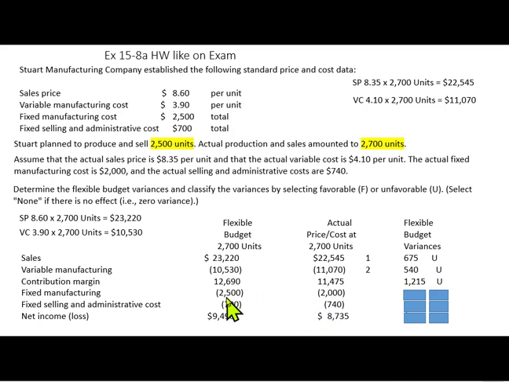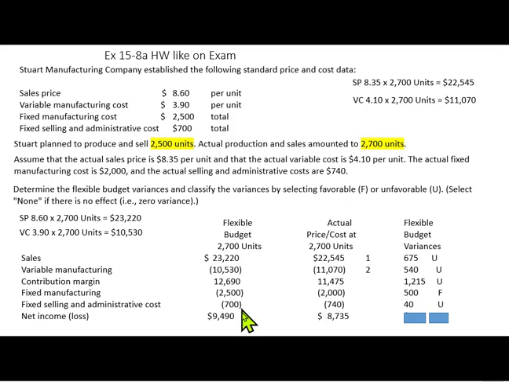Now, fixed manufacturing was supposed to be $2,500. It turned out to be $2,000, and that would be a variance of $500, and it is favorable because it turned out to be less than what we had budgeted for. Our fixed selling and administrative costs were supposed to be $700. They turned out to be $740. I'm sorry, it's an unfavorable variance of $40 because the actual cost was more than the budgeted cost. You have to watch me on this.